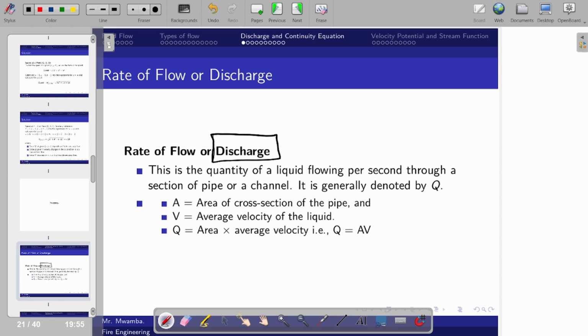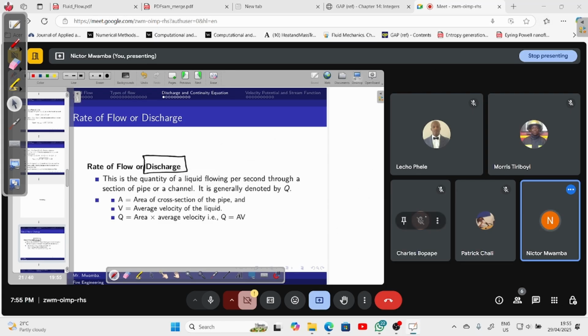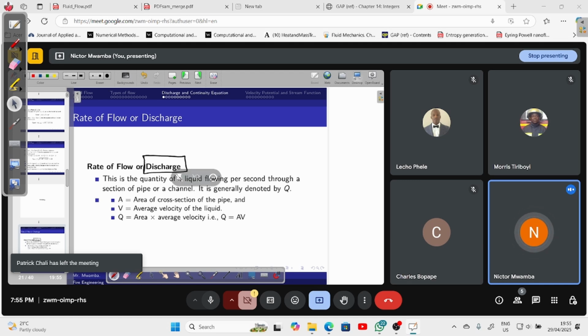Are we here? Okay, I see Esther has left the chat. Electro still here, Maurice still here, and Charles, they are still here.